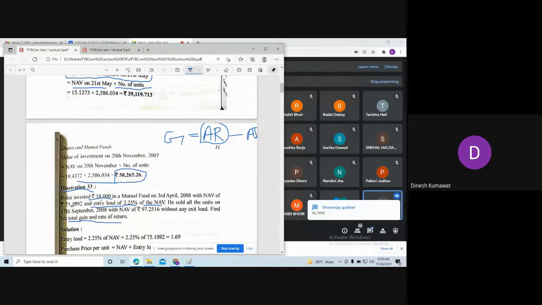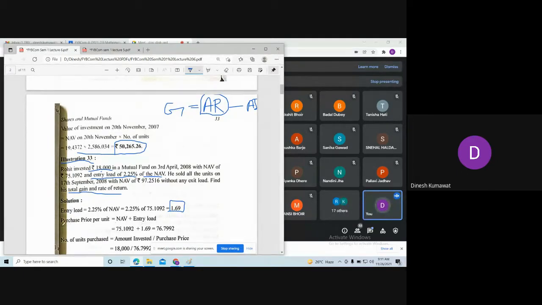Yes, what is 2.25% of? Yeah. See, Dhananjay, you are saying about purchase price per unit. I asked you to calculate entry load. Okay, so by rounding off, you can say that the entry load is 1.69. This is entry load on net asset value of purchase. Now you add this entry load in net asset value of purchase to find out the purchase price per unit.